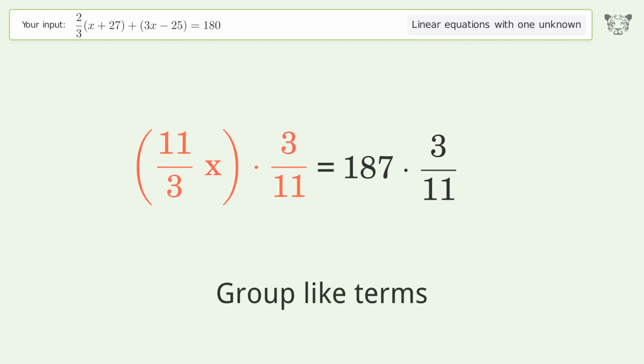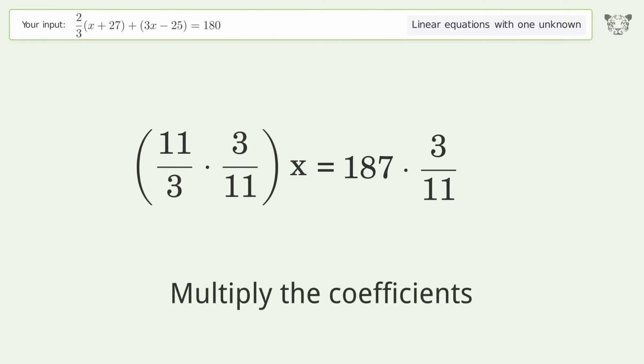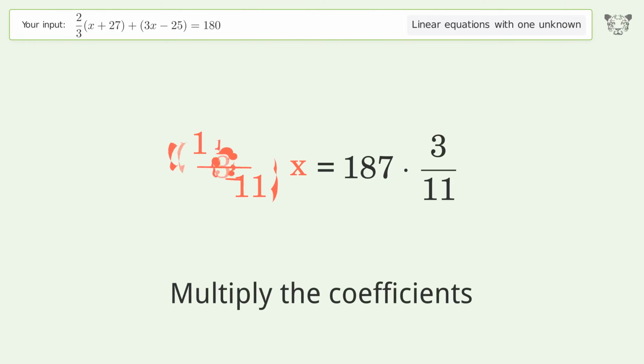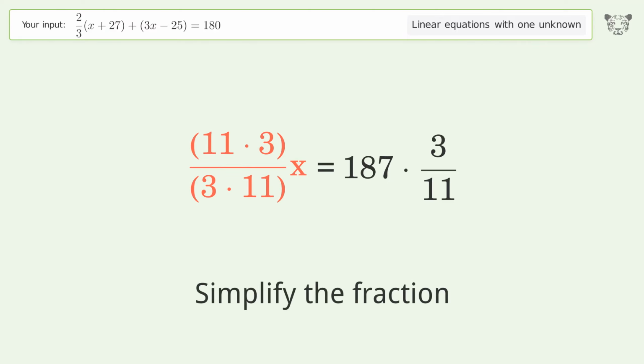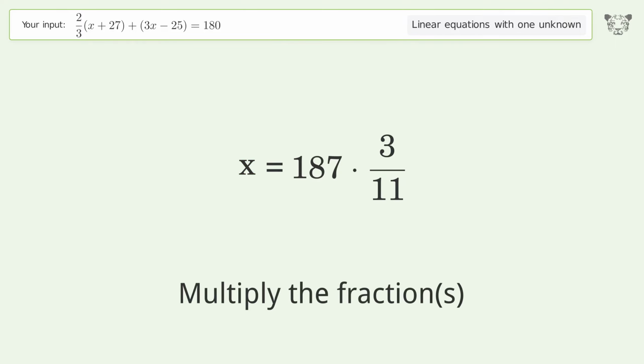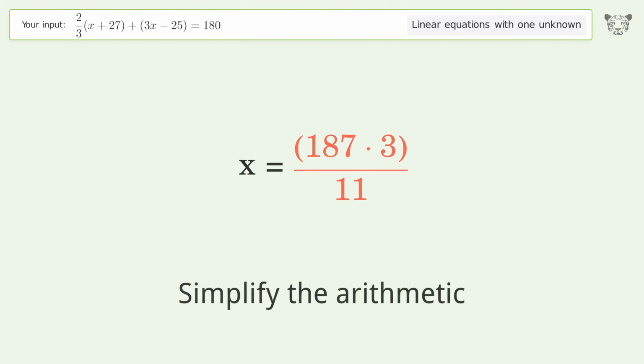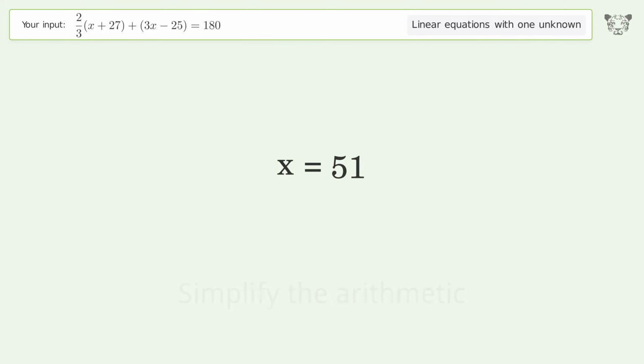Group like terms. Multiply the coefficients. Simplify the fraction. Multiply the fractions. Simplify the arithmetic. And so the final result is x equals 51.